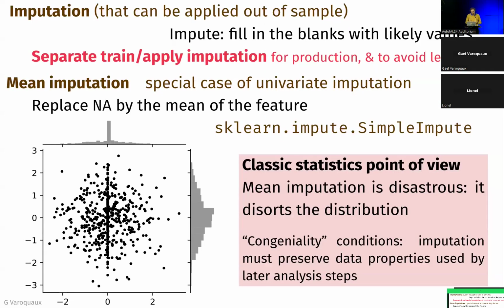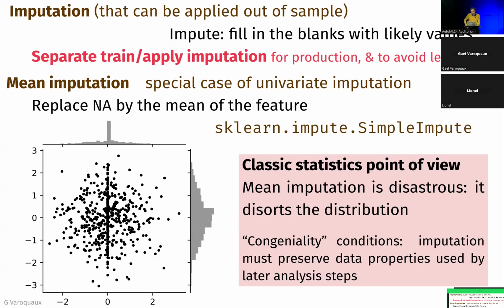So the standard approach is imputation. And here I'd like to stress that we want imputation that can be applied out of sample. By this, I mean we want an imputation that we can train given data and apply given new data. So if you know scikit-learn well, it's an imputation that can do fit and transform. Imputation is typically understood as filling in the blanks with likely values.